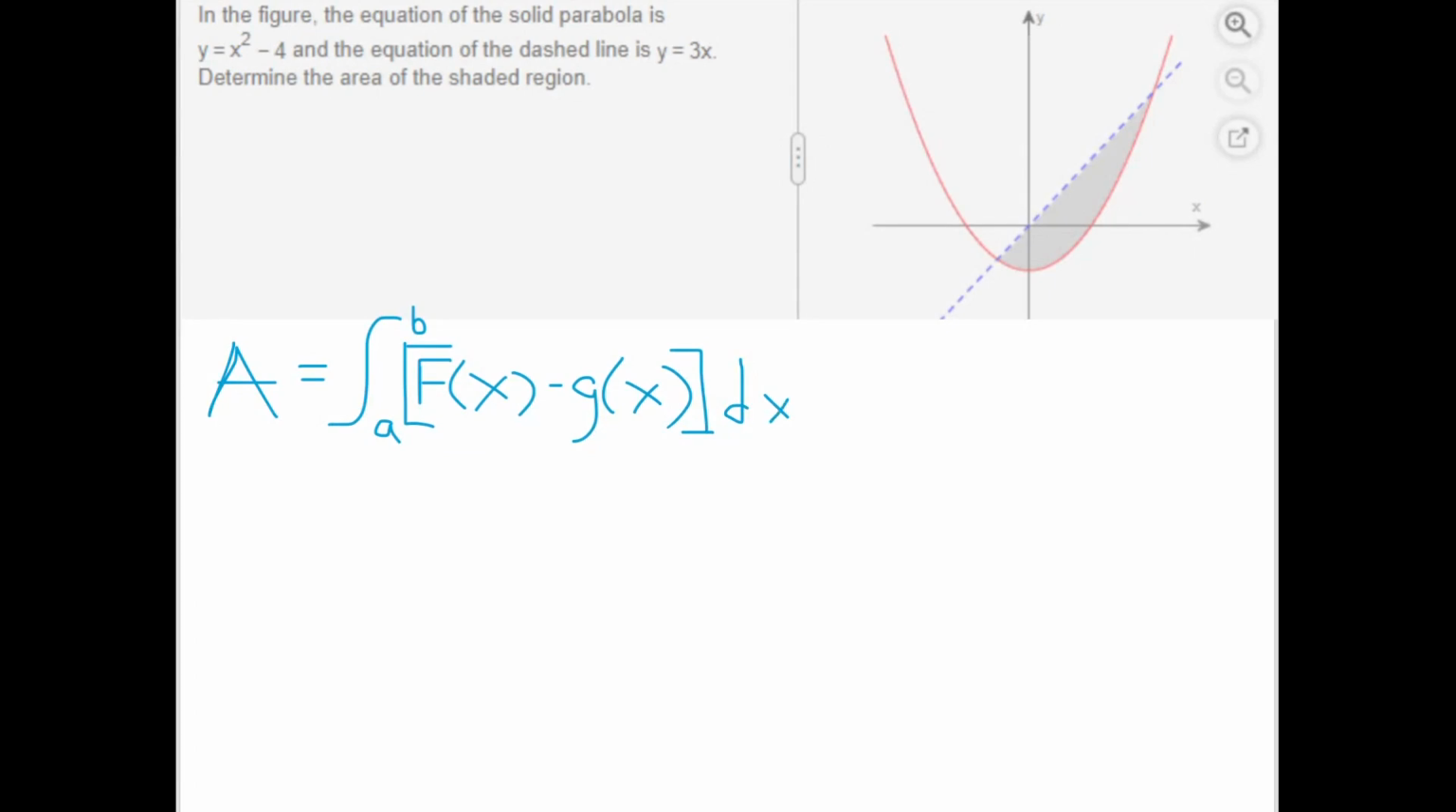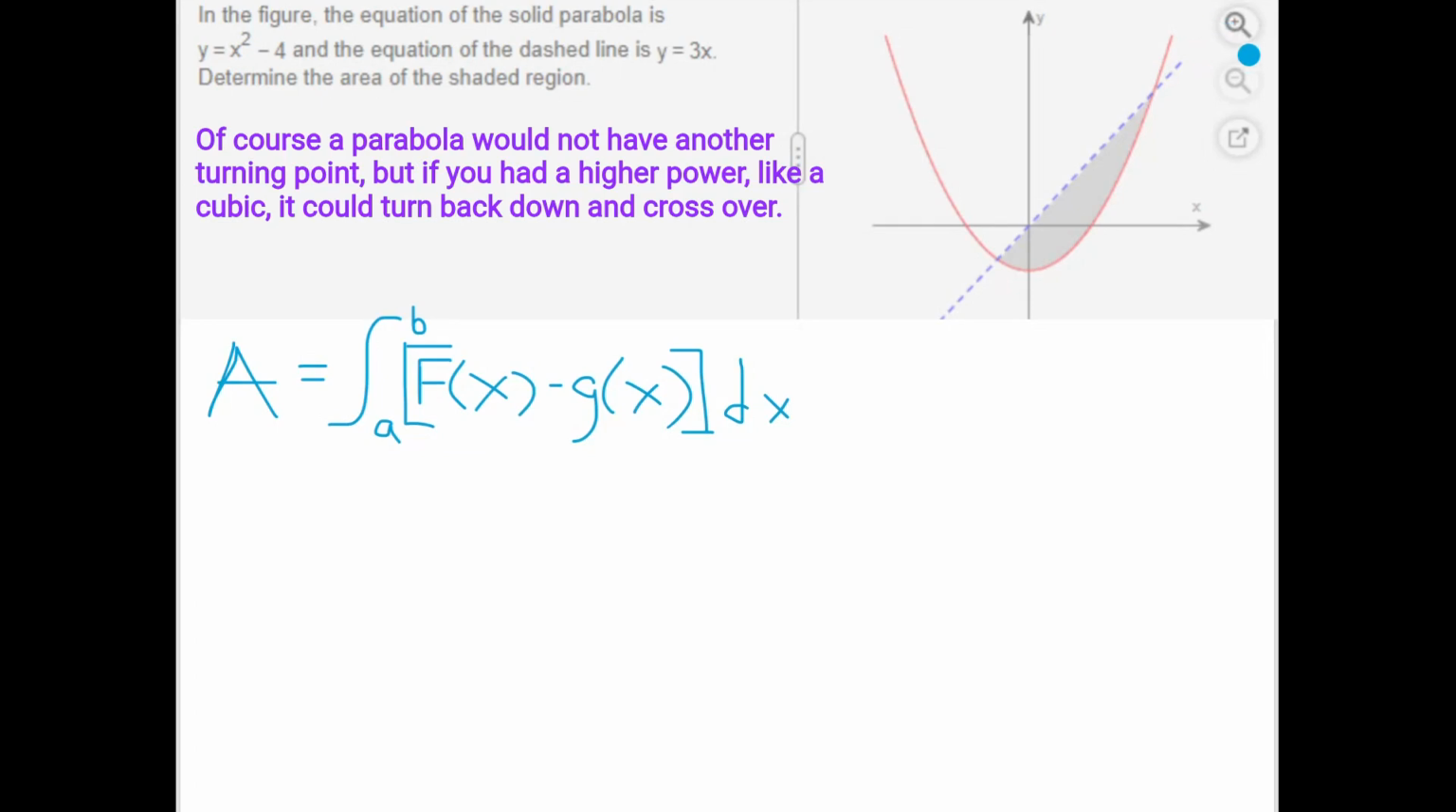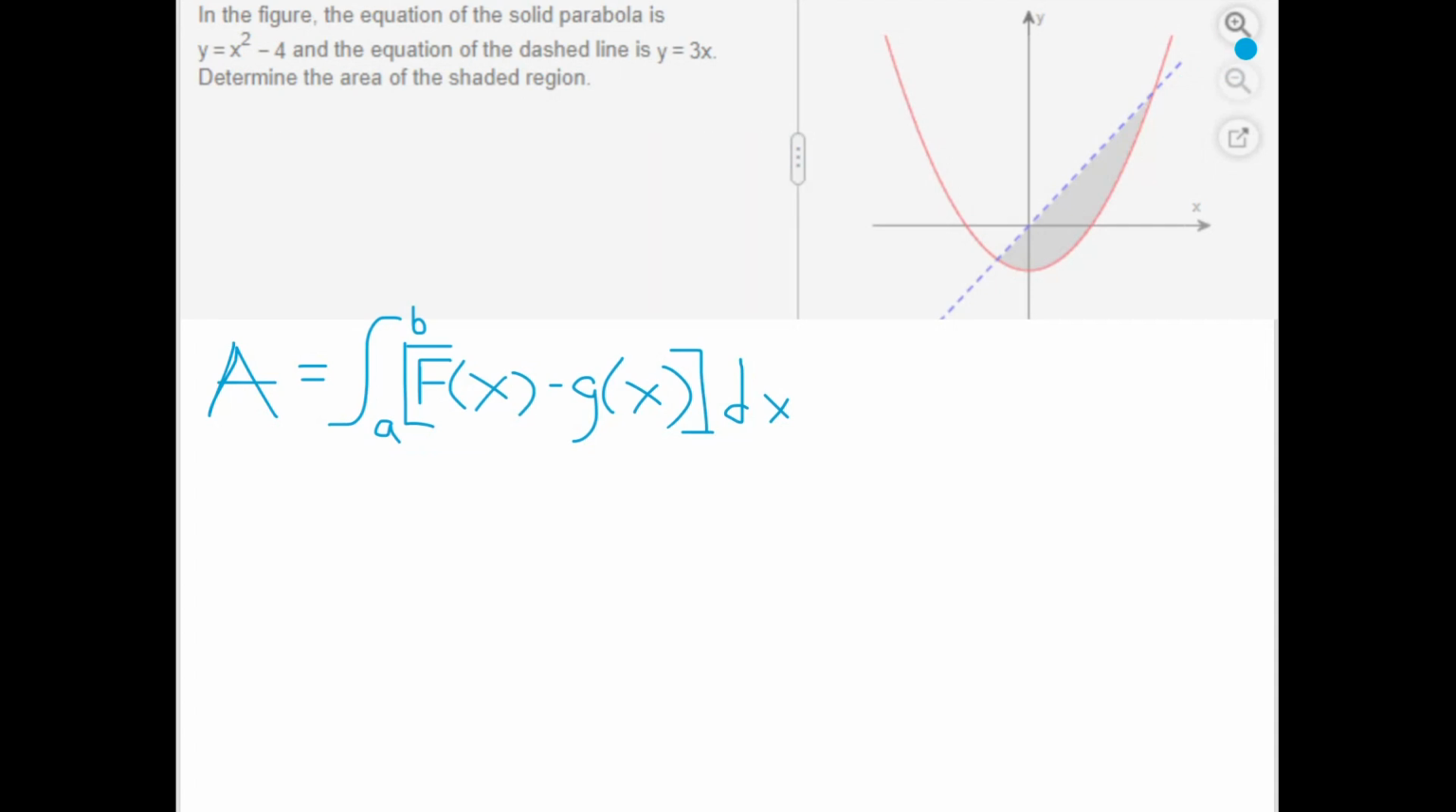What's easier about this problem is that our function 3x is greater than x squared minus 4, the parabola, for the entire interval that we're looking at. There are just the two intersection points. Sometimes when you have more than two intersection points, one function can go on top of the other. If this was to go up and over like that, then the parabola would be on top of 3x for another part of the area, and we would have to subtract the other way for that. But what's nice here is that 3x is greater than x squared minus 4 over the whole thing.